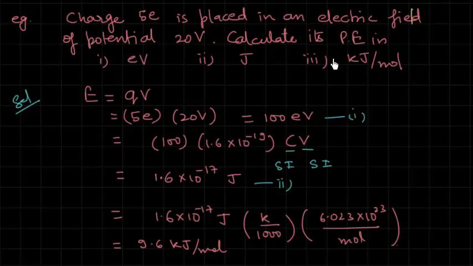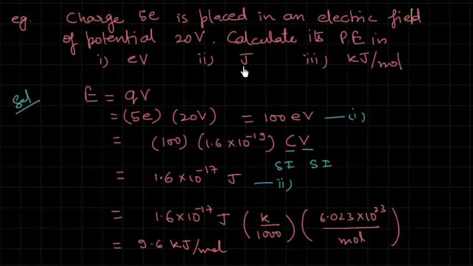Now we know the formula, E is equal to QV. So let's first get it normally. So we replace Q by 5e and V by 20 volt. We get 100 eV. So we directly get the answer in the form of eV because we are not writing the e as 1.6 into 10 to the power minus 19 coulomb. So when we are asked to find it in terms of eV, you don't need to change the e into its charge in coulombs. You can directly write it as just e.